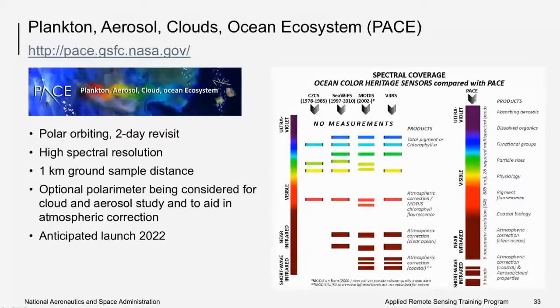An optional polarimeter is being considered for this satellite for cloud and aerosol studies and to aid in atmospheric correction of ocean radiometry. The proposed launch date is in the 2022 to 23 timeframe. I encourage you to visit the link on this page to learn more about the preparatory activities for this new sensor and to think about how it might be used in answering applied science questions in the future.